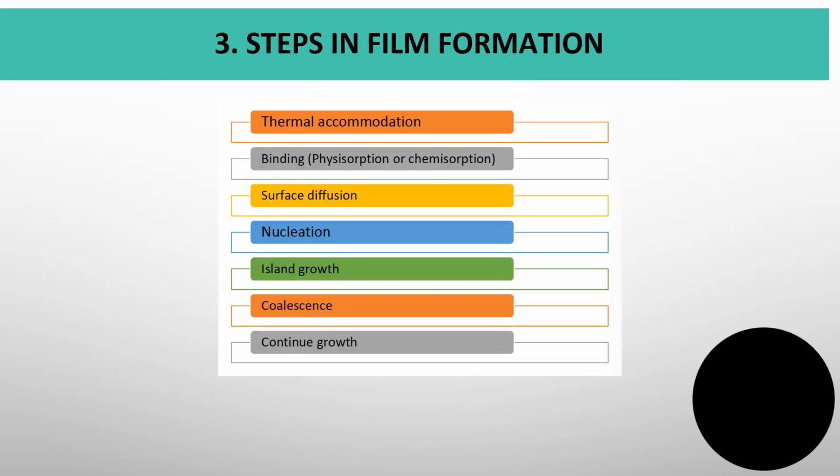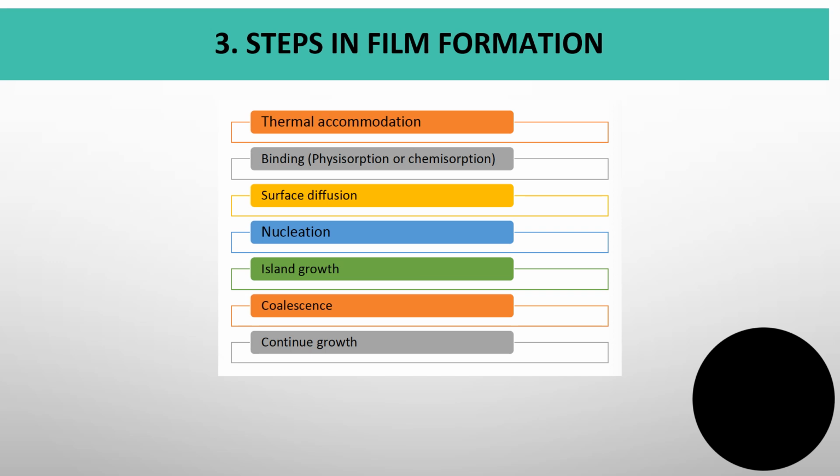So the step in film formation, first is thermal accommodation, which is a deposition parameter. Meaning that some thermal activities will influence the quality of the thin film. Like I said before, some thin films will grow under 100 degrees C, some will grow under RT, room temperature. So these two will give a different crystal structure and also crystal quality.